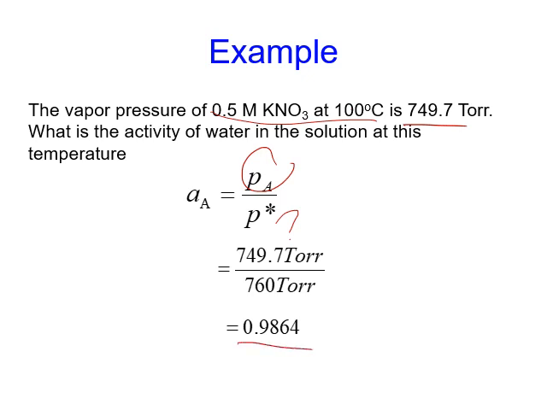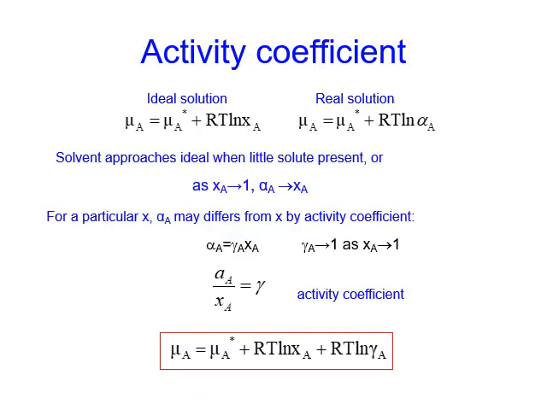0.9864. Just out of curiosity, we can calculate the mole fraction of water for this solution because we know the molarity. So we can calculate the number of moles of water and potassium nitrate. So the mole fraction is calculated to be 0.991. And you can see mole fraction and activity are close but not the same. We use activity to replace mole fraction for a real solution.